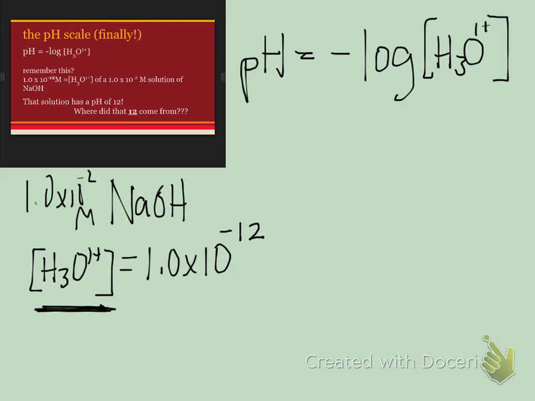Well, from this, if we have the hydronium ion concentration, we can calculate pH. So on your calculator, here's how you would enter it. I'm going to teach you how to enter it on the calculator, and then you're going to see how easy it is to enter it or to do it in your head.